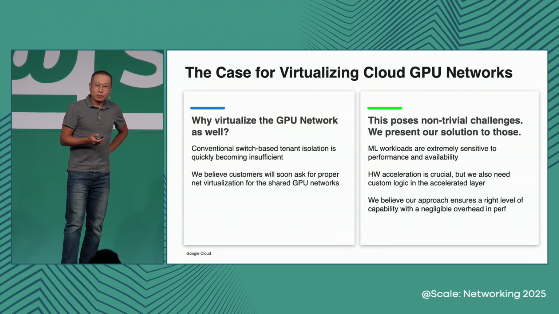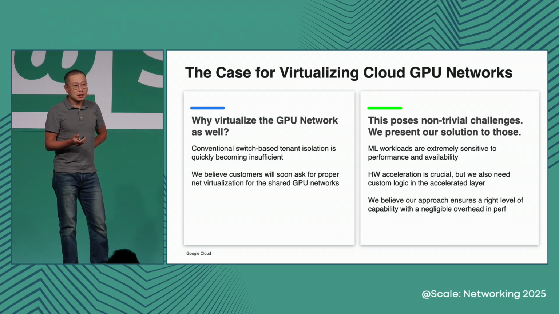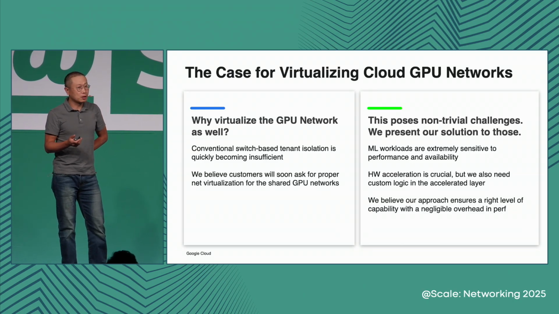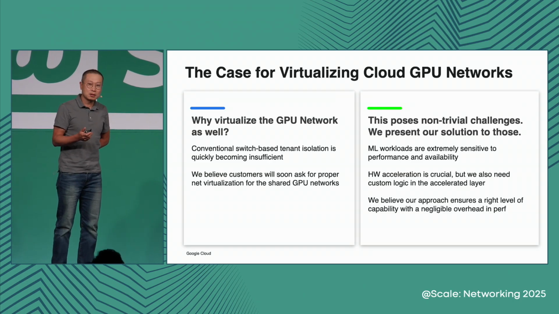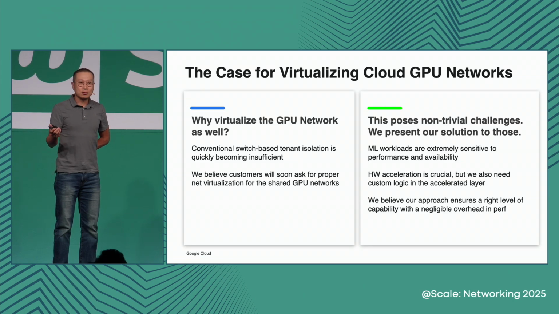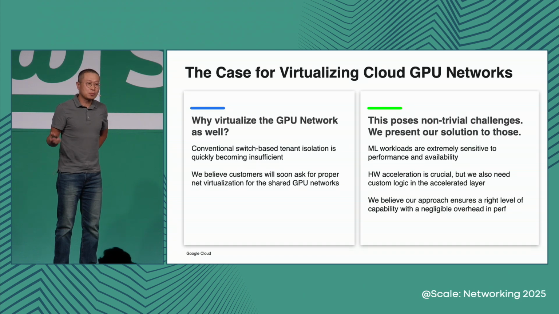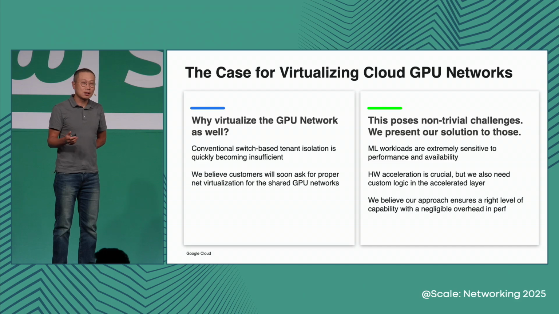Unfortunately, virtualizing or fully virtualizing this network comes with a lot of challenges. The biggest one, we all know that GPU networks, especially accelerator networks, are extremely sensitive to throughput and latency. So how can we do this well enough in terms of performance? And second, availability. This is a bulk synchronized workload. So if one of the GPU NICs goes down for whatever reasons, the whole workload, especially a large workload, will end up losing tens of minutes or even more, and it's an unbearable event. So we need to ensure extremely high availability capability here.